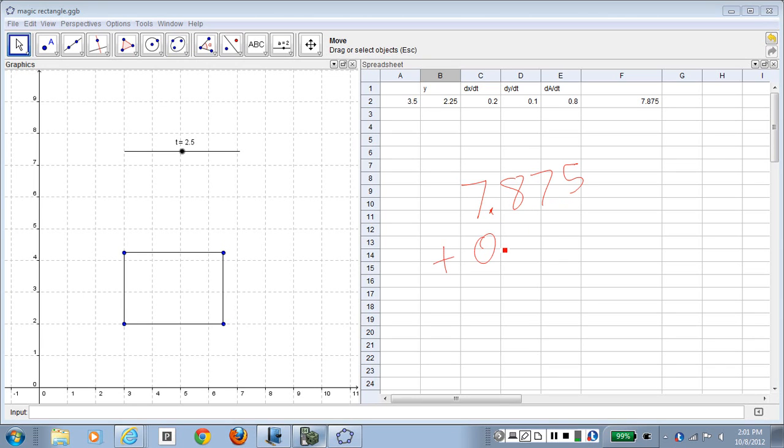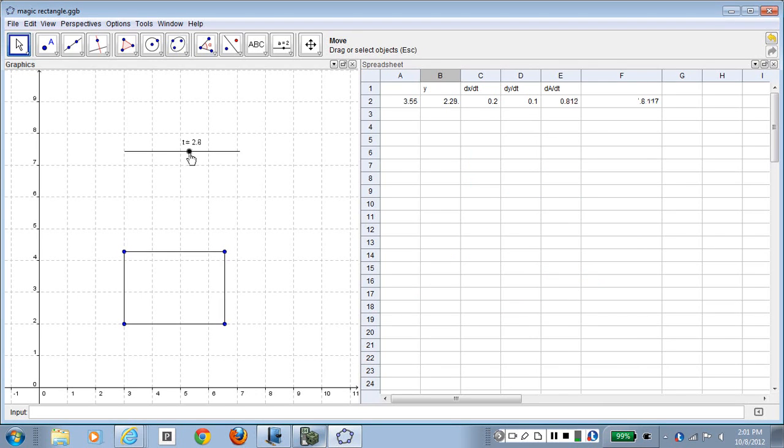Would this make sense? 7.875 plus 0.8 is 8.675. That's probably a little bit more than that because x and y are increasing. So what will it be at t equals 3.5? 8.675, maybe a little bit more. 8.695. But a fairly decent estimate. The estimate gets better as we go with smaller time intervals.